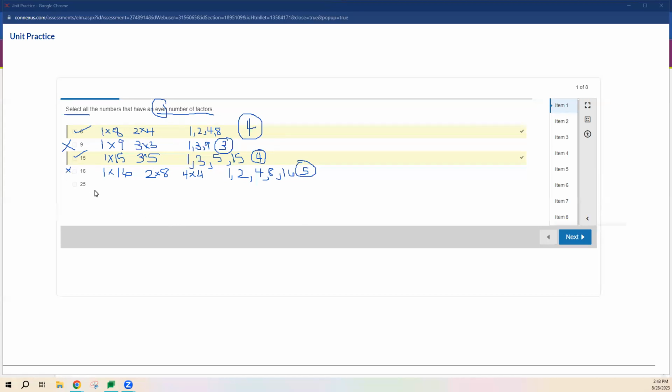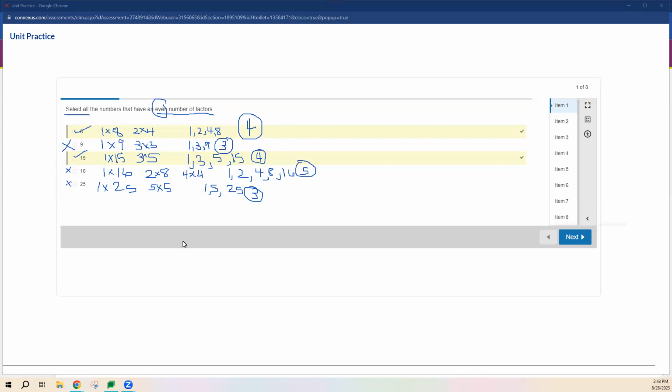And then now we have 25. Okay, so we say 1 times 25. Can't do 2, can't do 3, can't do 4. 5 times 5 is the only other way to do it. So I have 1, 5, and 25, which means that it only has 3 factors and it's not an even number of factors.